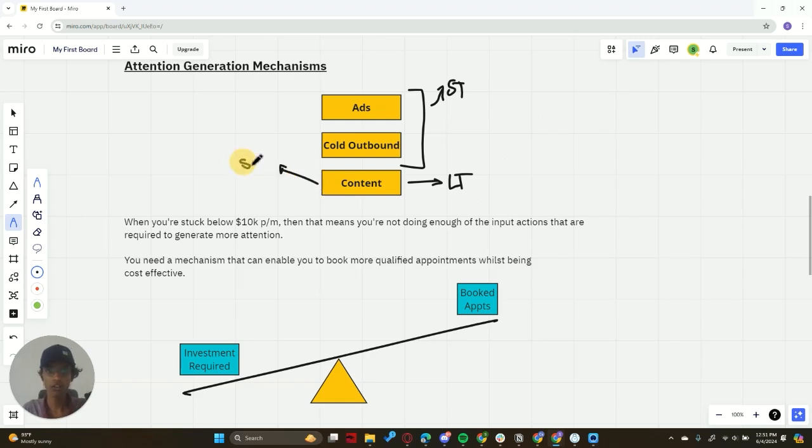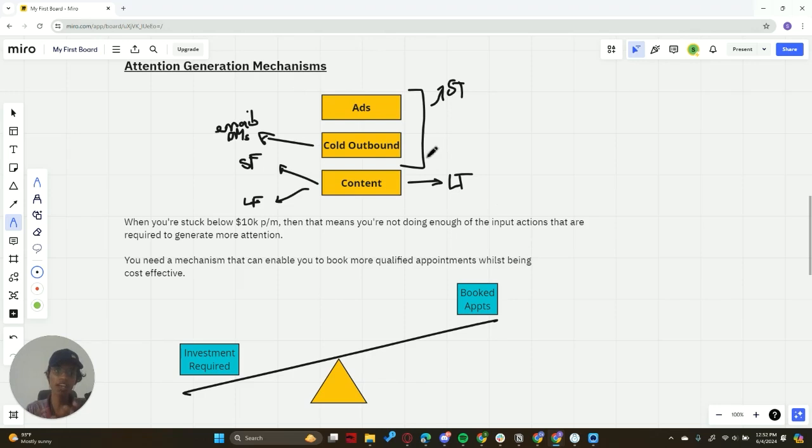Content can be approached in the form of short form and long form. Ads can be approached through Facebook, Google, YouTube, social media advertising, search-based advertising, PPC, things like that. Cold outbound is emails, DMs, and cold calls, things like that. When you're stuck below 10K per month, then that means that you're not doing enough of these input actions that are required to generate more attention. You're not using these to the fullest, right?